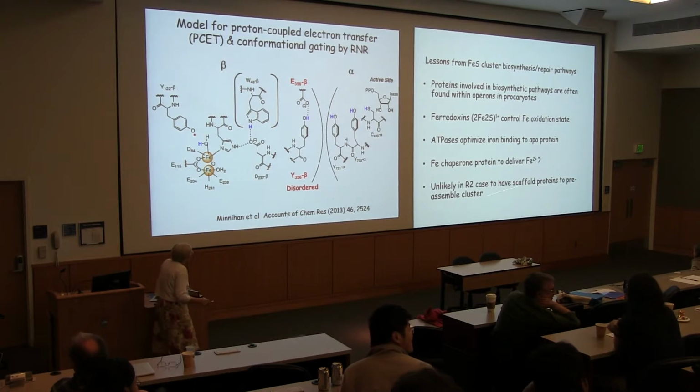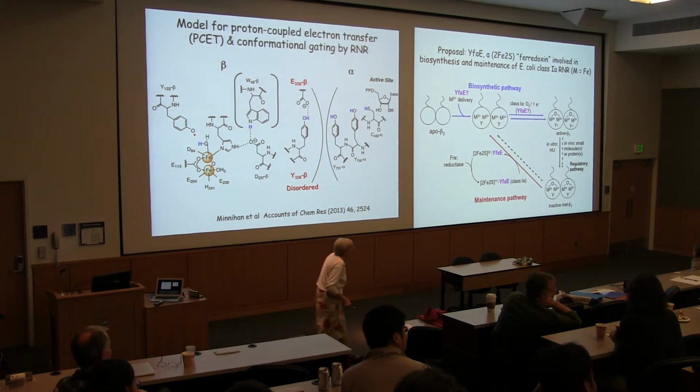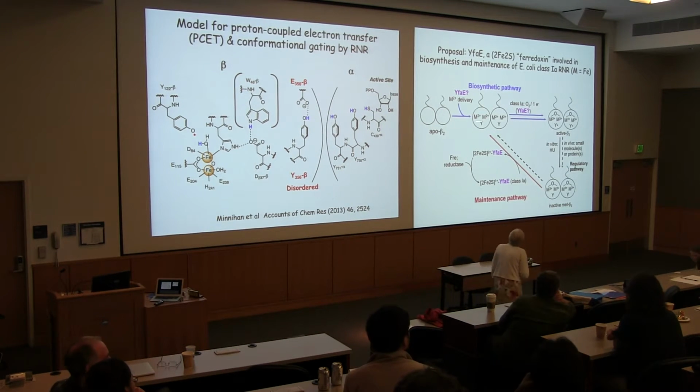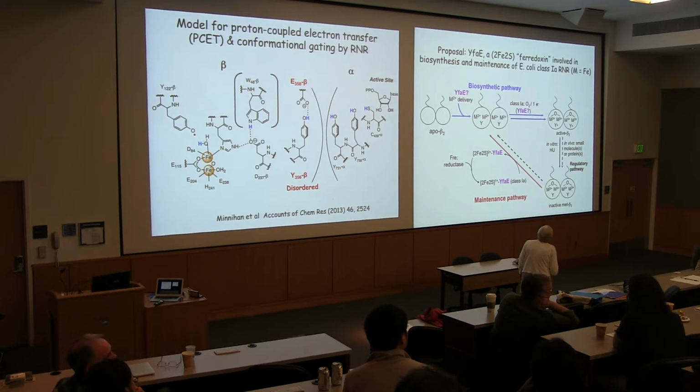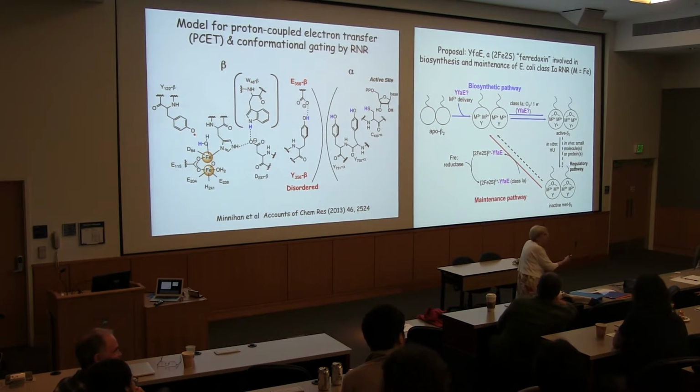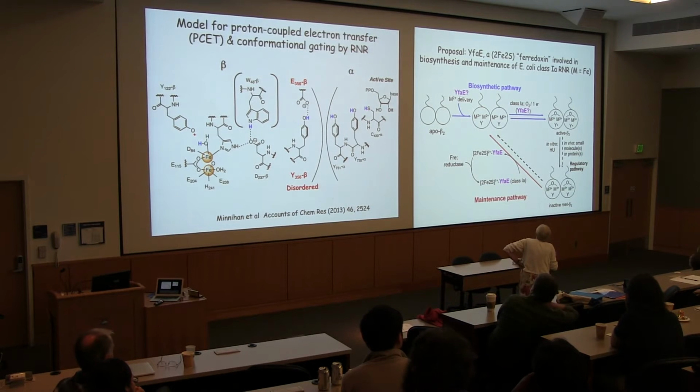Okay, so this is our model. Here we have the current model. With E. coli, we know less than we know about yeast, but I'll just show you what we know. Somehow we have to deliver the metal. That would be the biosynthetic pathway.